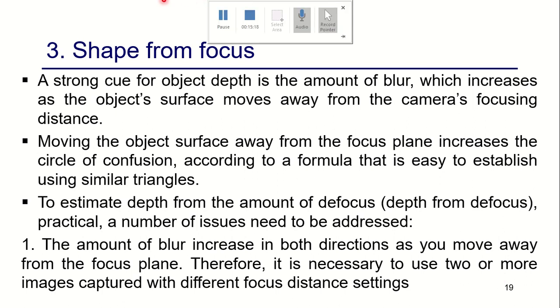Next is shape from focus. A strong cue for object depth is the amount of blur, which increases as the object surface moves away from the camera's focusing distance. Moving the object surface away from the focus plane increases the circle of confusion according to a formula that is easy to establish using similar triangles.